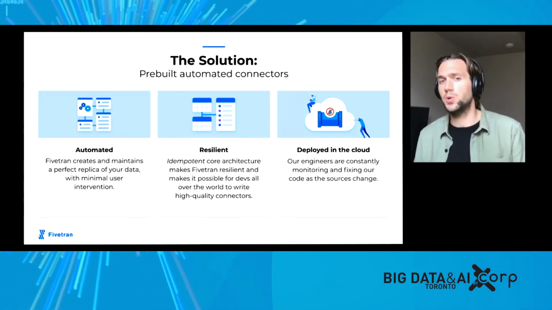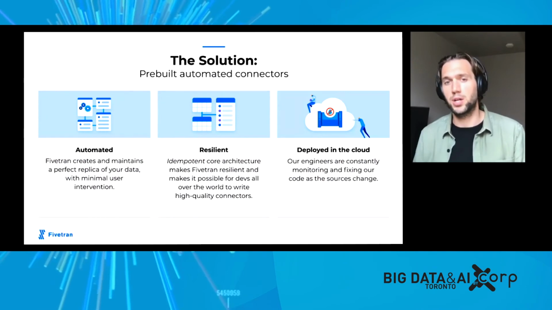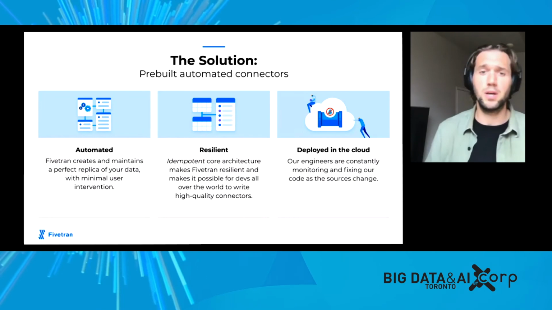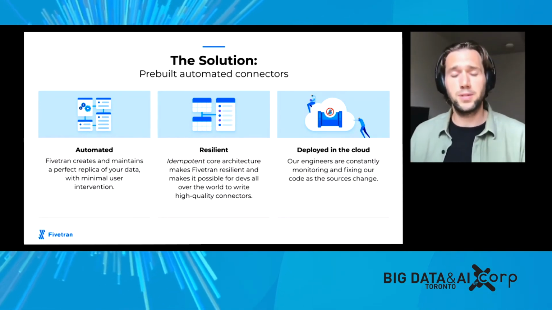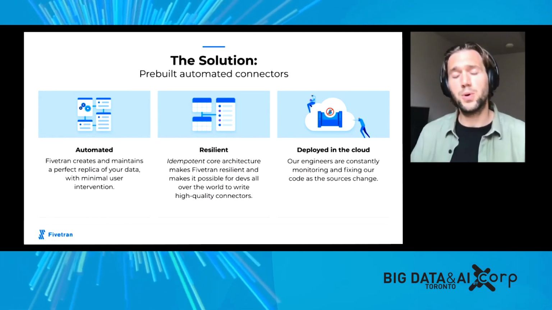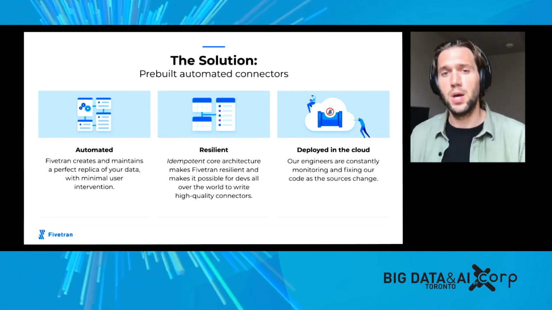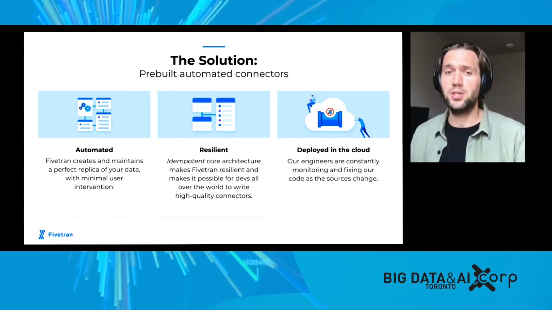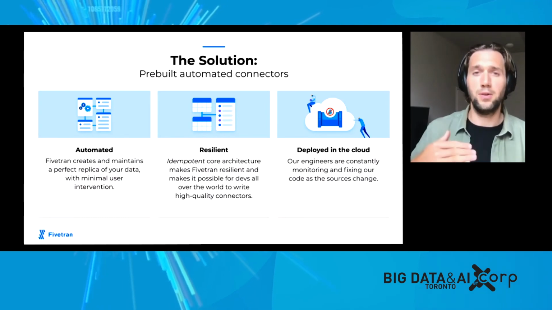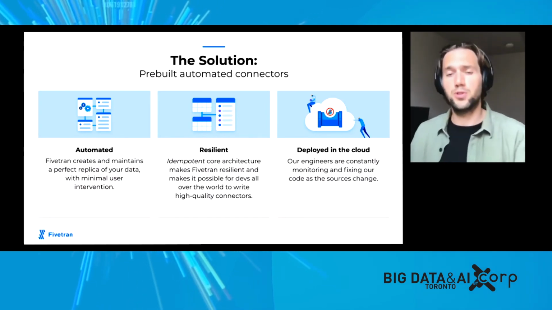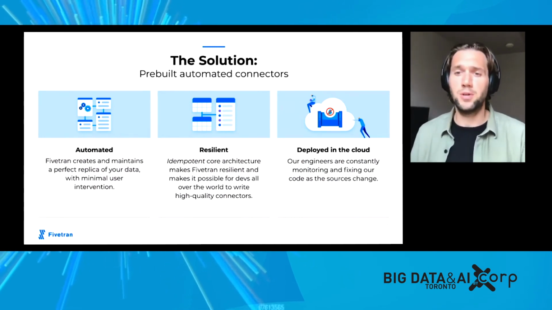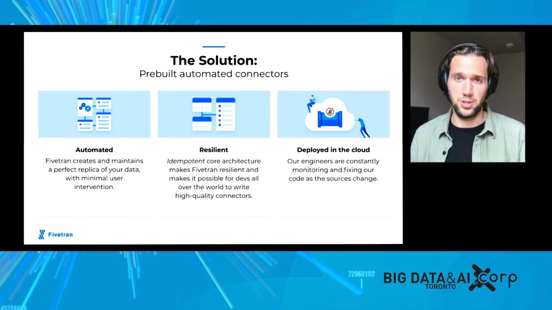We're not asking you to code these pipelines. They're pre-built, ready to go for you. And it's resilient. We have an idempotent core architecture, which means it's resilient for us to write high quality connectors internally here at Fivetran, but also, if we were to run into any kind of issue with a source system or a destination, we can then retry and recover from failure quicker and without error and without moving duplicate data over into the destination. And it's all deployed in the cloud, so our engineers can constantly monitor and fix the source changes.